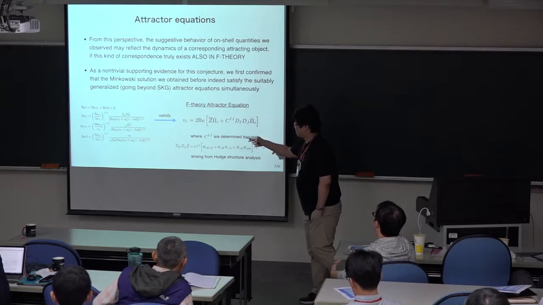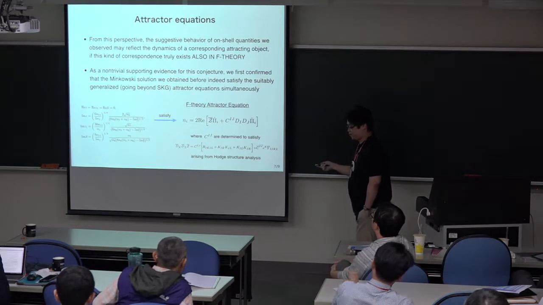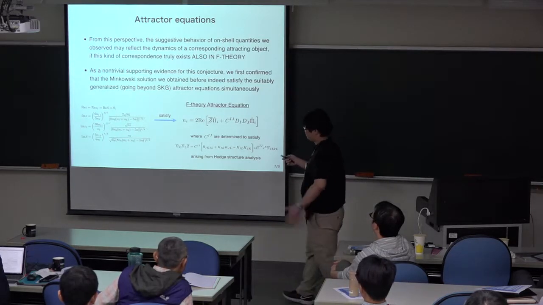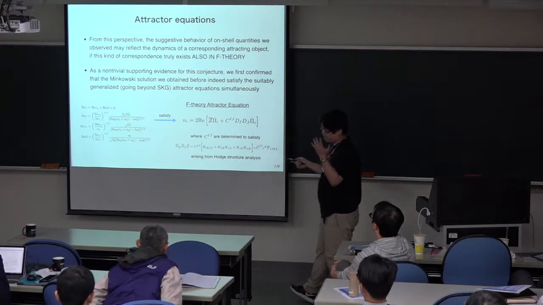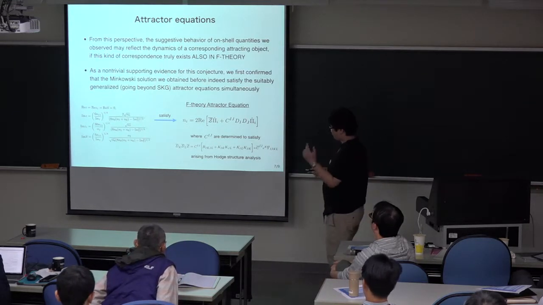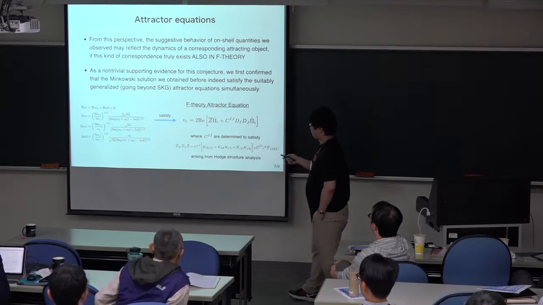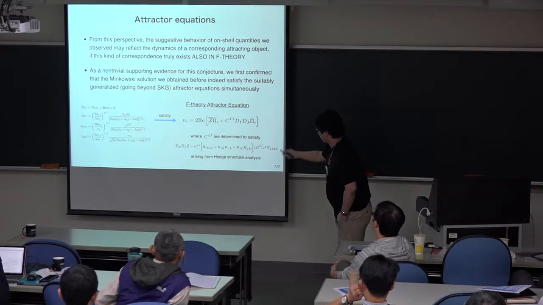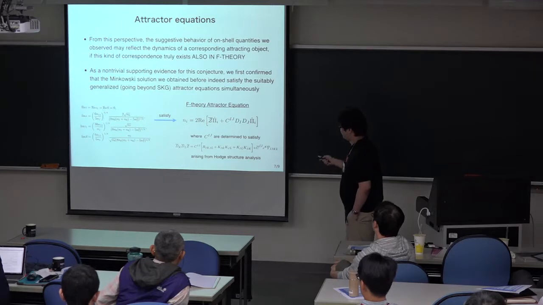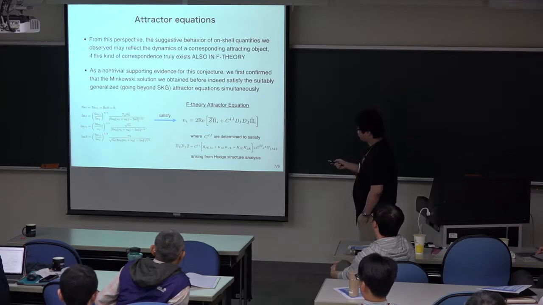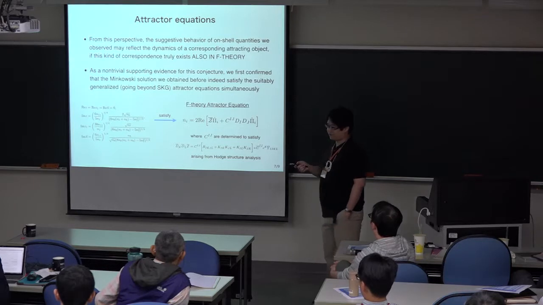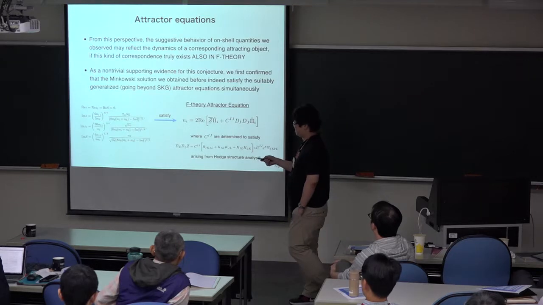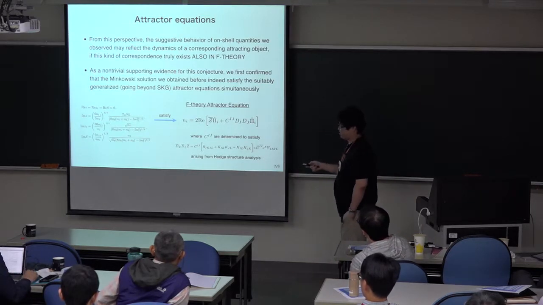Usually the attractor mechanism assumes four-dimensional N=2 supersymmetry with special Kahler geometry. But if we go beyond the special Kahler geometry, going to dipole flux work here, then the Minkowski solution we found satisfies the attractor equation of the generalized form. So this is our result for the extension of the other equations, and we already checked analytically that the Minkowski solution satisfies these equations exactly.